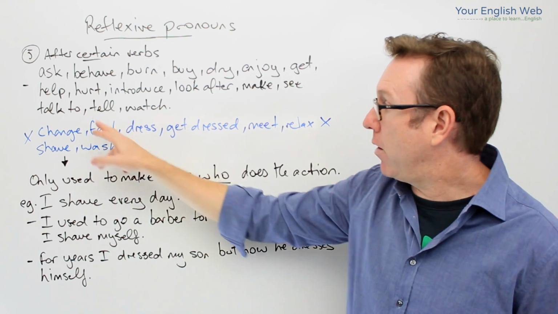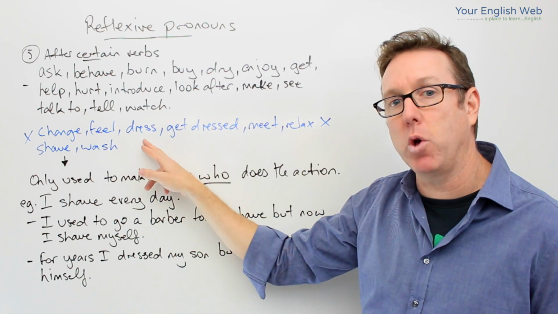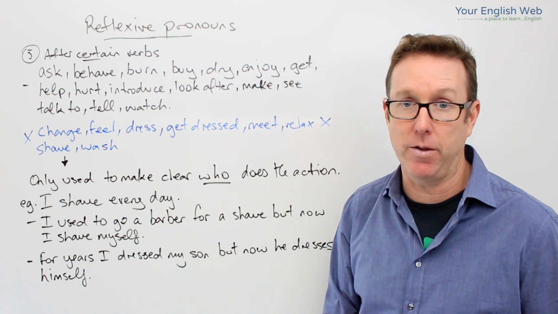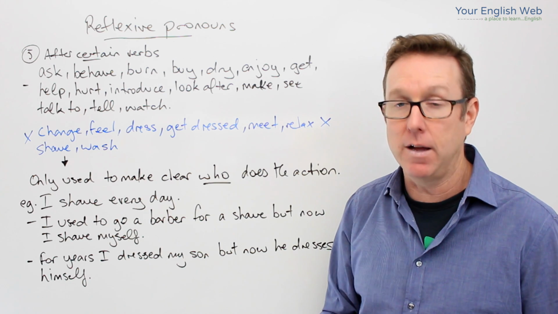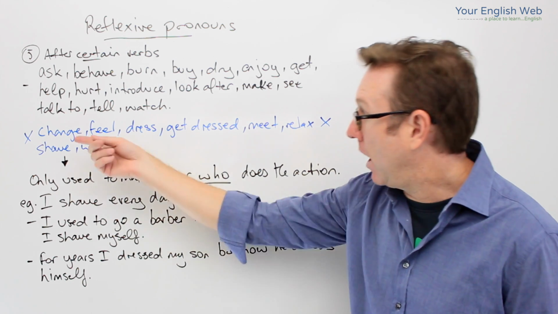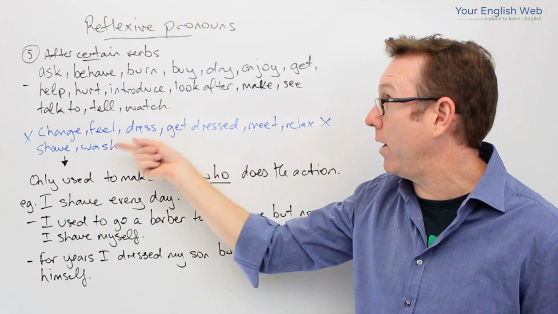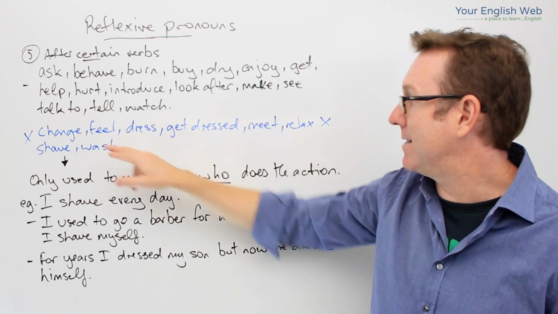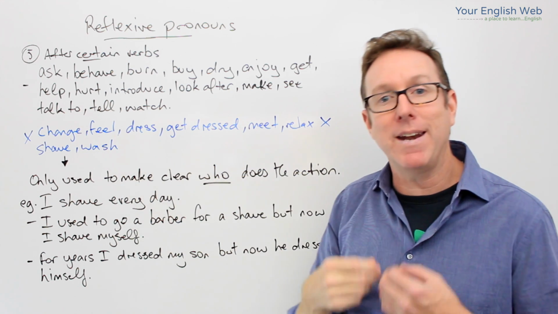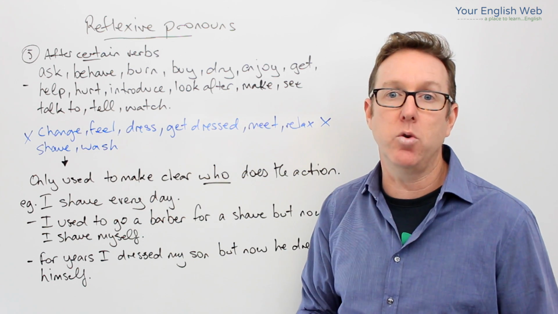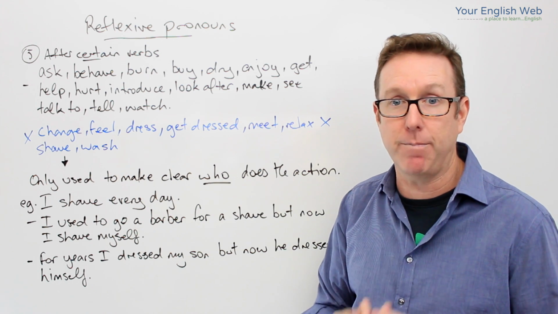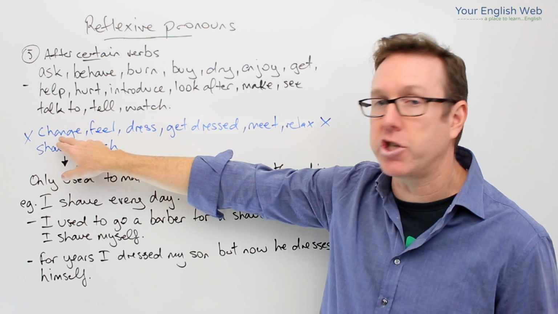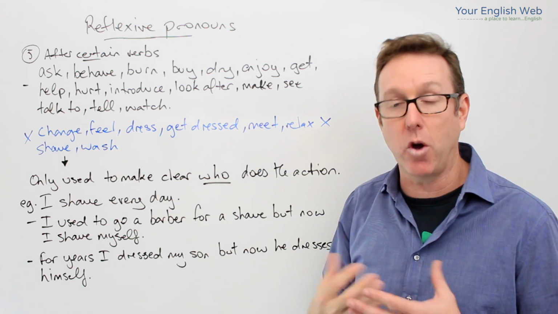Watch yourself. Now, these verbs here, the ones in blue, are not normally used with reflexive pronouns. Now, in some languages they are. For example, in Spanish, a lot of these words are used with reflexive pronouns. Cambiarse, sentirse, vestirse. But in English, we don't normally use these verbs with reflexive pronouns. For example, we can't say, I changed myself. We don't normally say that.